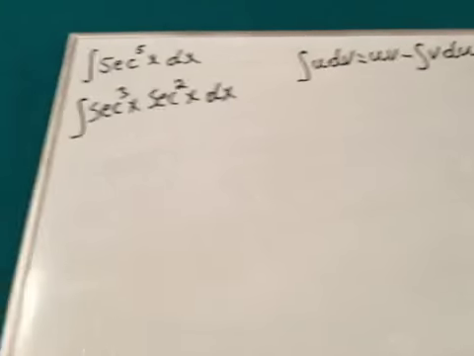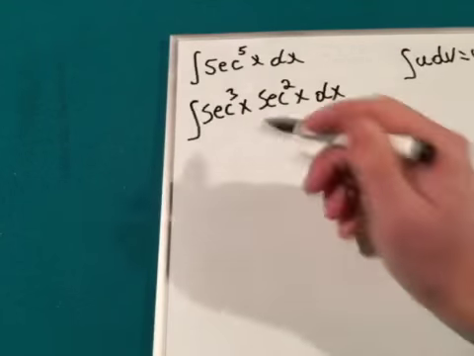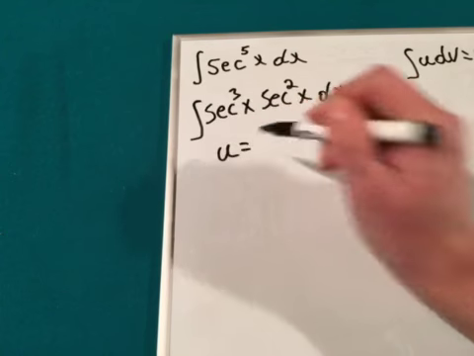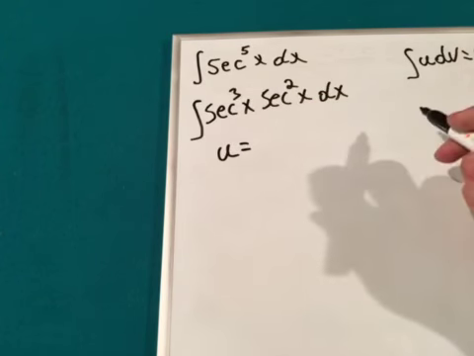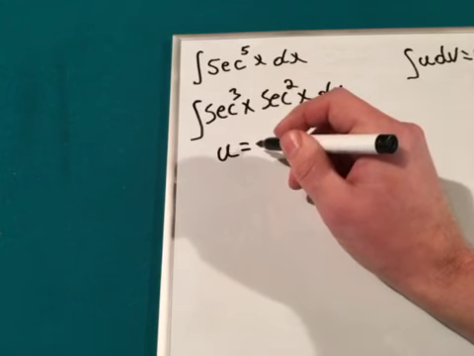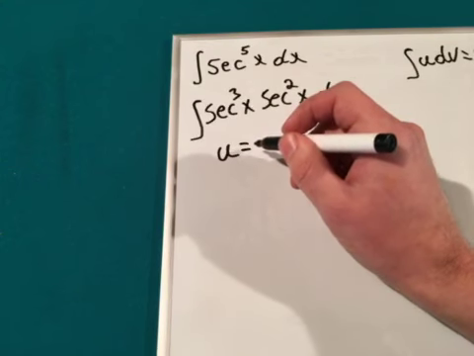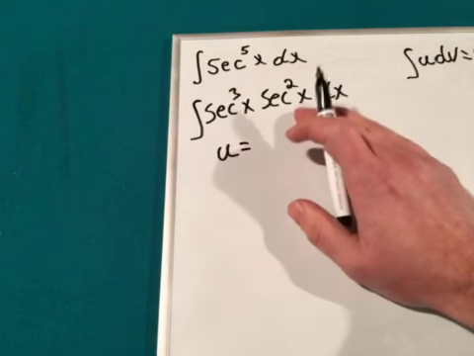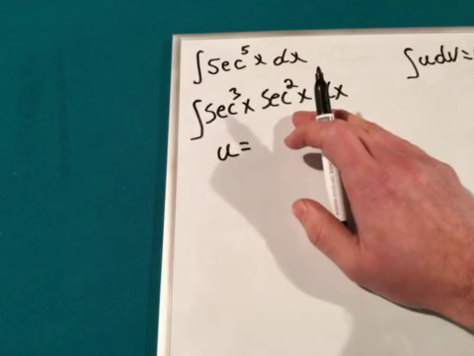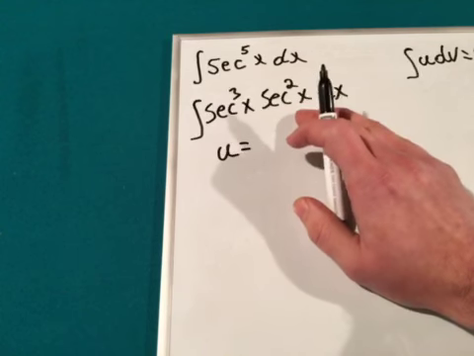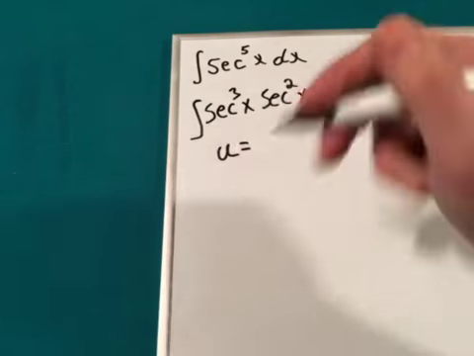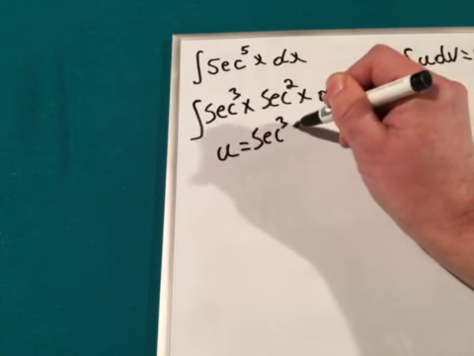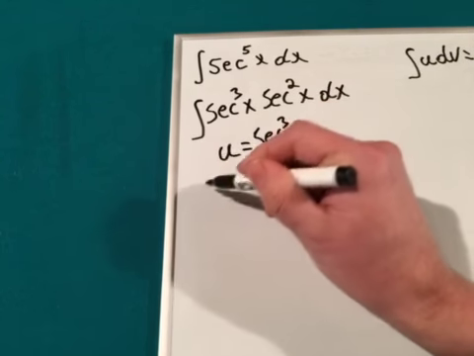So whenever we do integration by parts, we want to set up our u and then our dv down in the corner. I want my dv to be something I can integrate. Well, I can integrate secant squared pretty easily. I know that the integral of secant squared is just tangent. So let me let my u be secant cubed x.